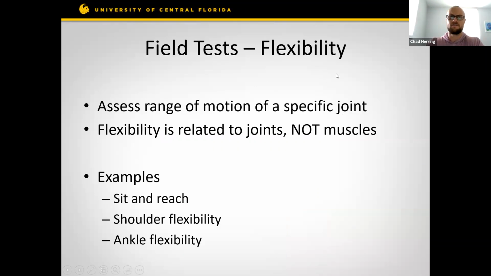Field test of flexibility. We're basically assessing the range of motion of a specific joint. Okay, so not a muscle. So we're not testing hamstring flexibility, although it is indirectly related. We're testing flexibility of the hip joint, so hip flexion. Okay, sit and reach, shoulder flexibility, ankle flexibility.